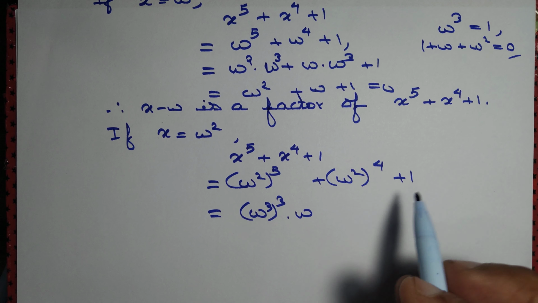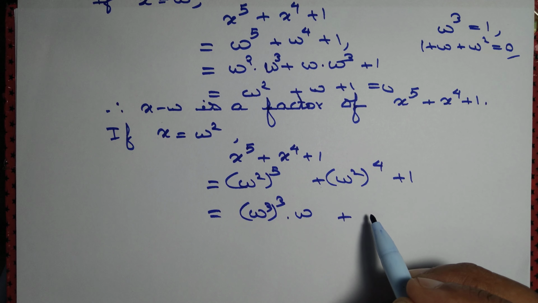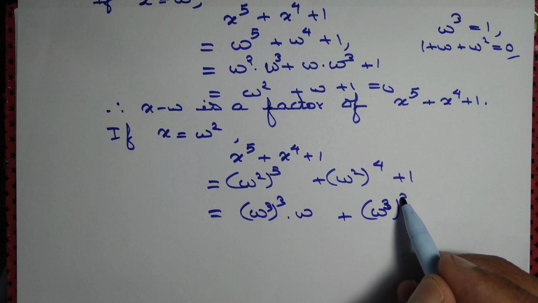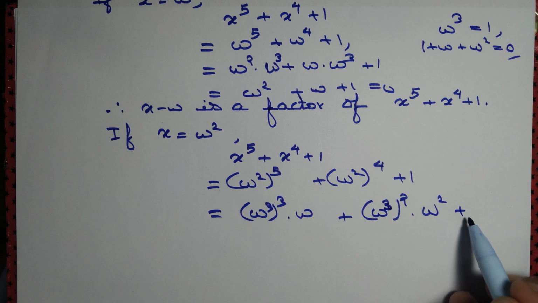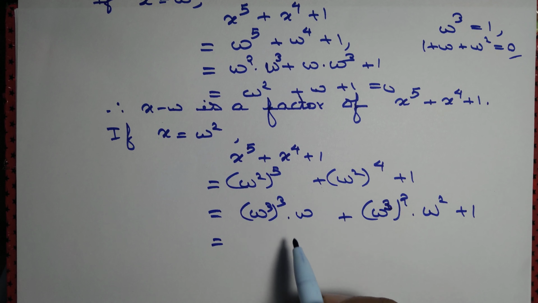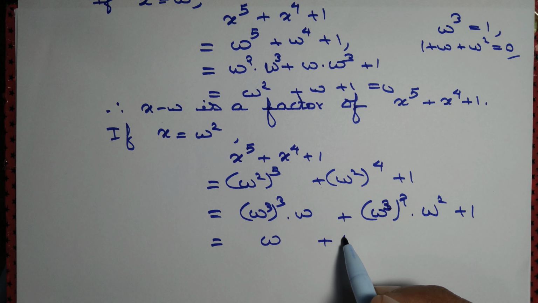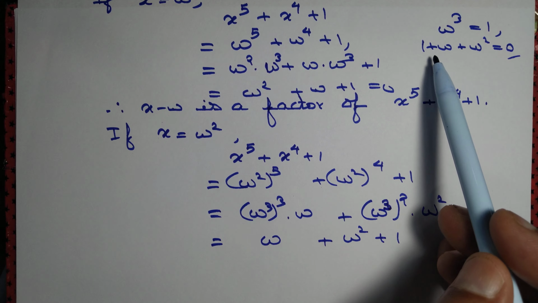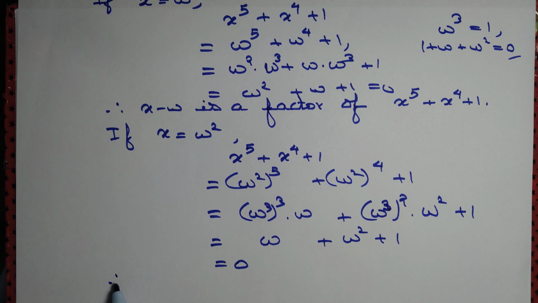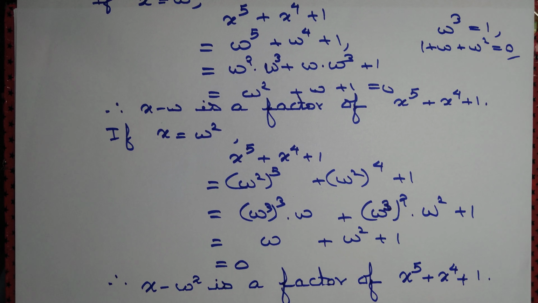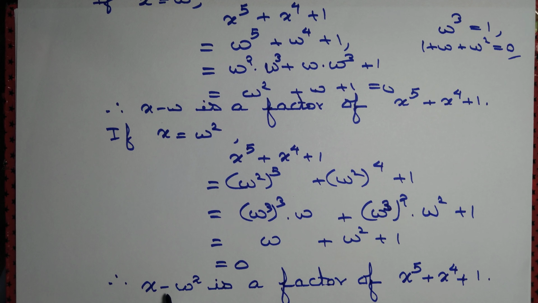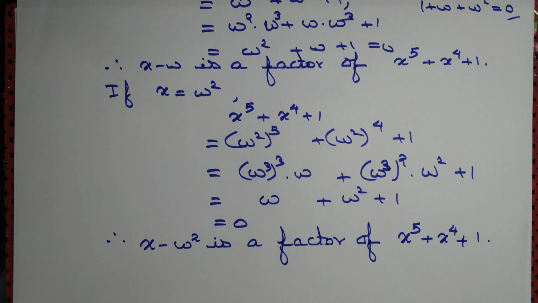which can be written as omega cube whole thing to the power 3, that is omega to the power 9, into omega. Again, omega to the power 8 can be written as omega cube whole thing square, that's omega to the power 6, into omega square, plus 1 as it is. Once again, omega cube equal to 1, so this expression can be simply written as 1 into omega square plus 1. But 1 plus omega square is 0, so this is equal to 0. Therefore, x minus omega square is also a factor of the same expression.